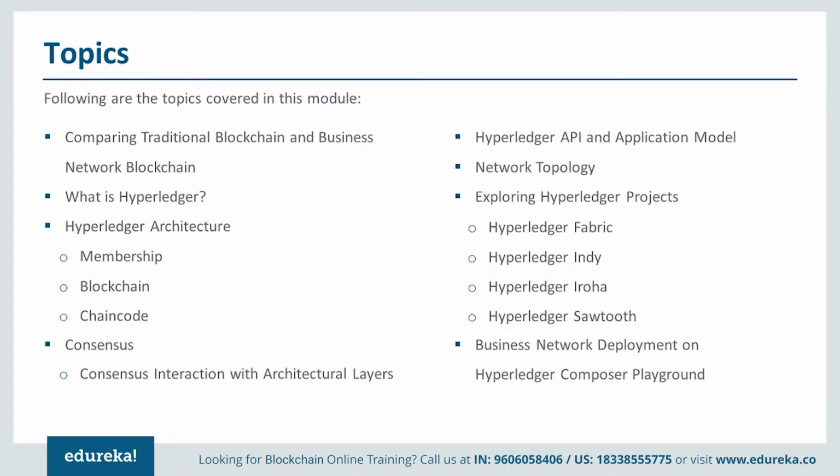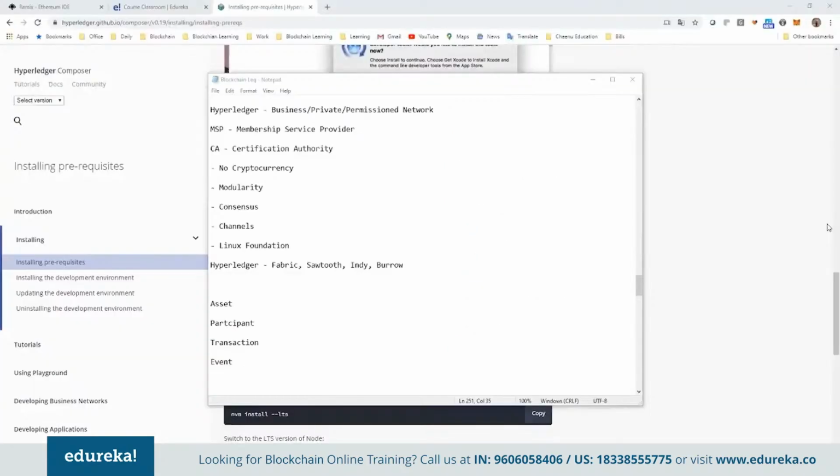So Hyperledger is basically the name of a common group, and it has multiple projects or multiple blockchain stacks: Fabric, Indy, Iroha, Sawtooth, and the business network deployment on Hyperledger Composer Playground. These are the topics that we will be covering in this module. So let's first try to understand what Hyperledger is, how it differentiates from Bitcoin and Ethereum that we have already covered, what the core features are, and why we need Hyperledger?